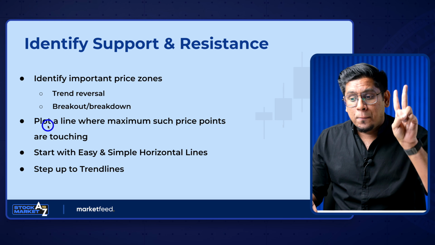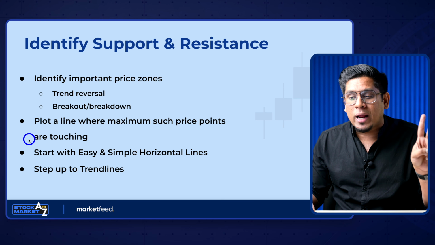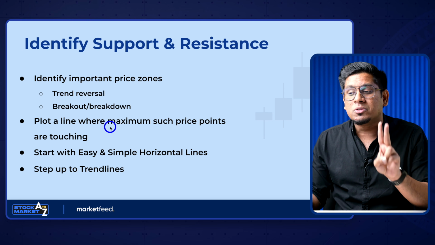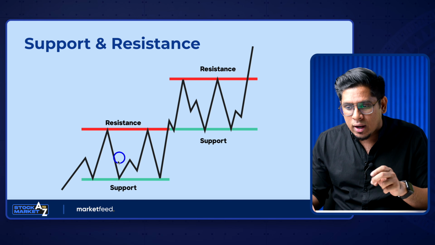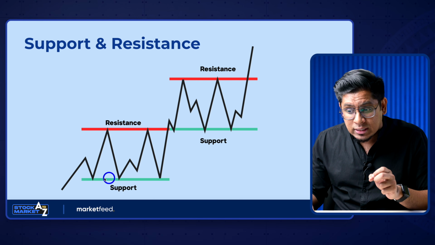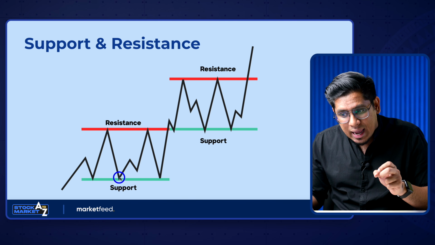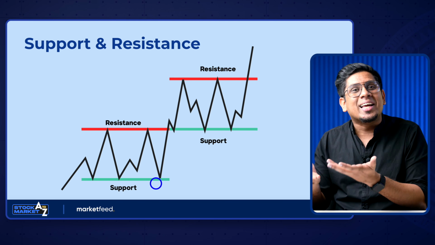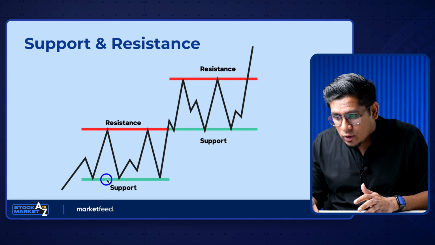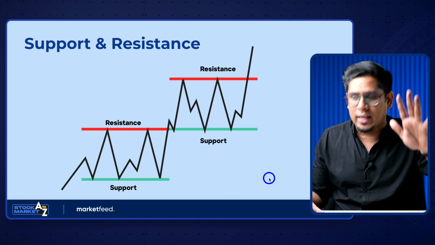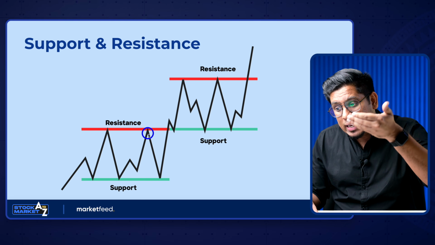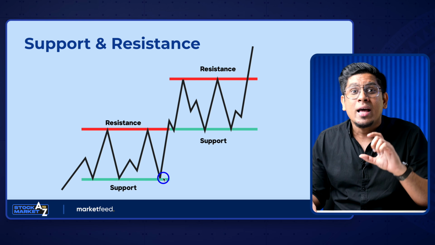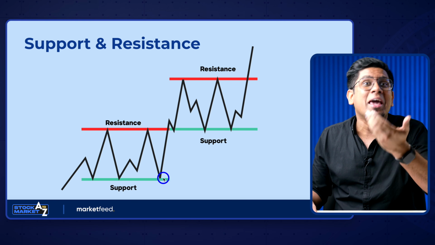Now number two. Plot a line where maximum such price points or price zones are touching. What did I do here? I identified these two price points or price zones. I plotted a line here, right? That's what I did. That is it. You've basically plotted a support line. So when you plot this line, extend it to infinity so that you can expect that the next time the stock comes down to that line, it will act as a support, or predictable price behavior will be formed there.